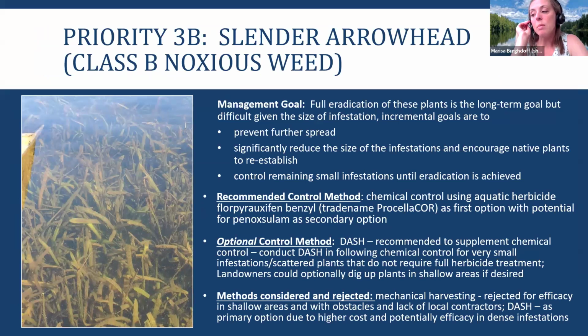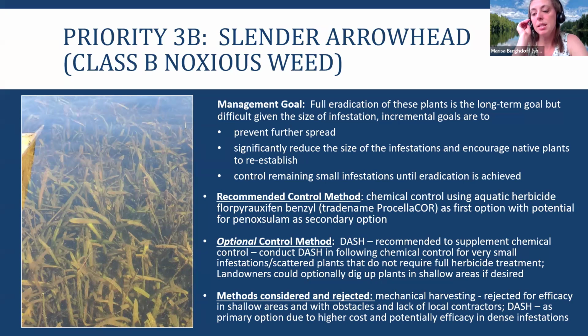So that's our recommended control method. We do have an optional control method. We think Dash could work really well following herbicide treatment to do cleanup for, like I said, any remaining plants that come up with tubers and that sort of thing. And again, we'll have more information. That's the strategy we're going to be using at Lake Rossiter. We did consider other methods like mechanical harvesting, but again, it didn't seem feasible for this plant. With those tubers, we're not convinced it would be a very good approach. And again, the Dash we didn't choose as the primary option due to high costs.